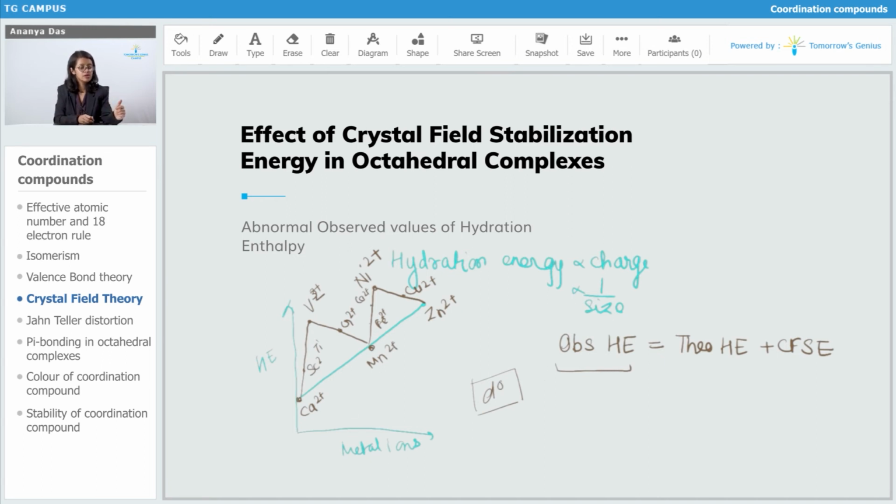Now another thing, if instead of taking the M2 positive ions, we take the M3 positive ions, then again we are going to get a hill-like structure. That is, this is the theoretical lattice energy and the observed lattice energy will again have these values. But here you are going to have one more abnormality. This is Co3 positive. Now why does Co3 positive have such a high CFSE?